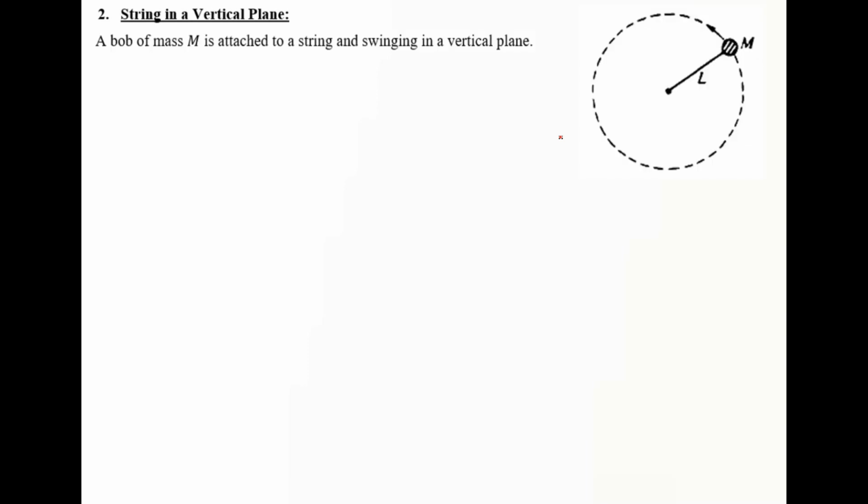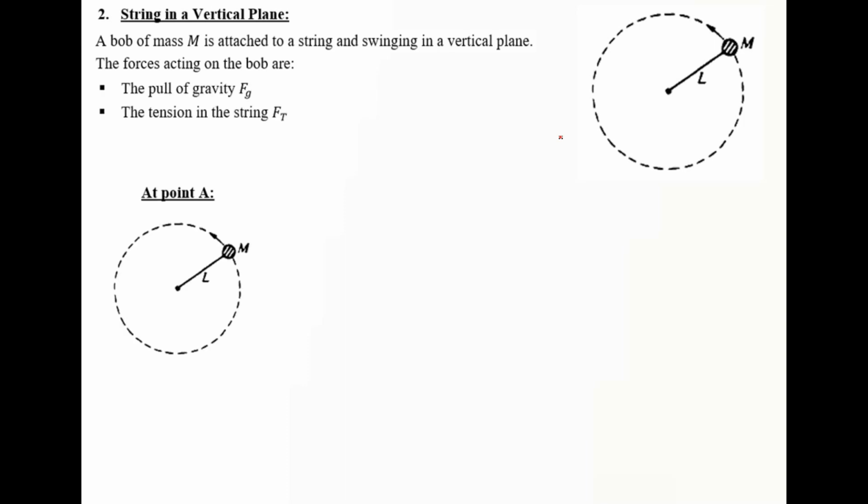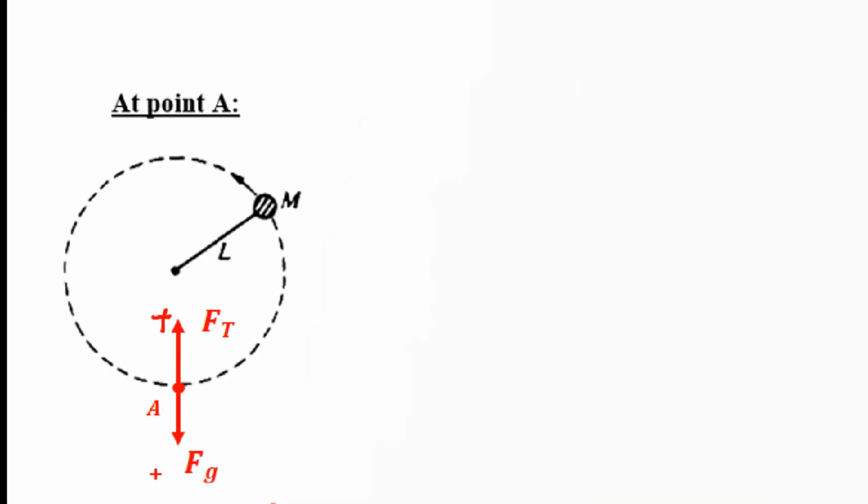Now, string in a vertical plane. A bob of mass m is attached to a string and swinging in a vertical plane. The forces acting on the bob are the pull of gravity and the tension force. We can consider different points along this vertical circle. So at the point A, what would be the forces acting on the bob? We have the pull of gravity down, the tension up, and in this case we can say that Ft minus Fg is mv square over r, knowing that the centripetal direction would be the positive direction and this is negative.